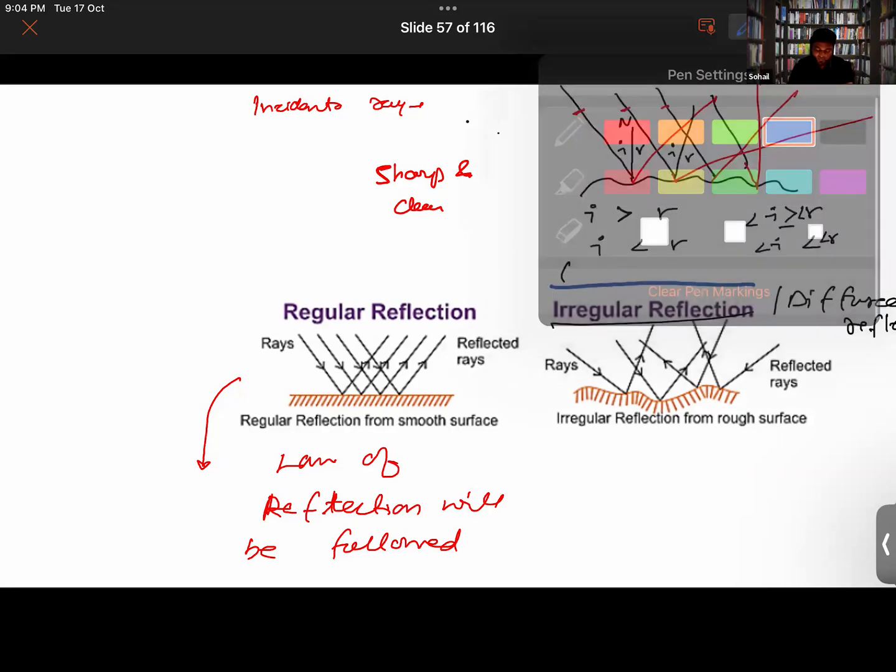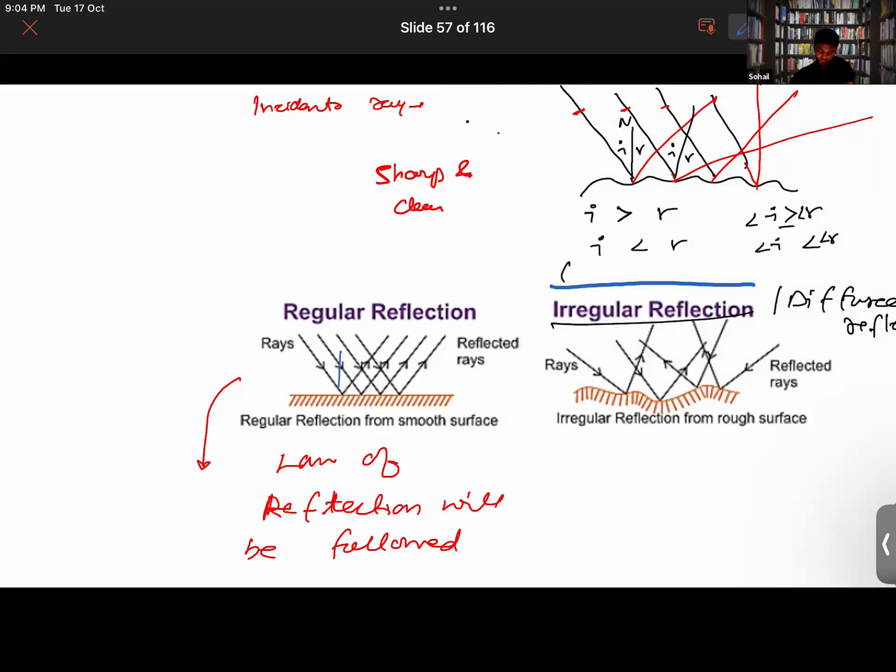While in the case of regular reflection, the angle of incidence and the angle of reflection will be equal to each other. Getting it or not? Clear to all of you? Shall we move ahead then?